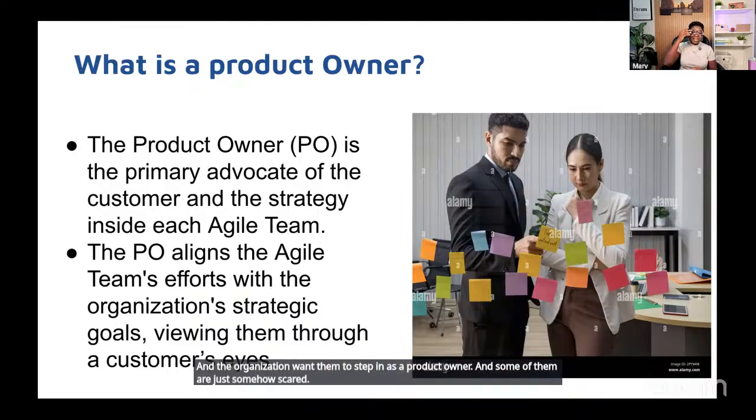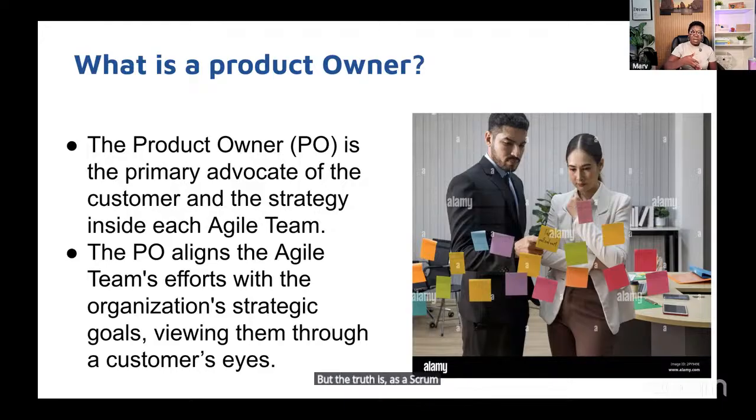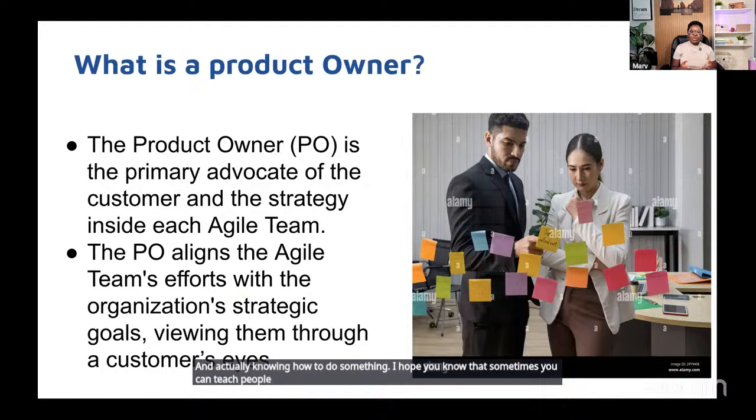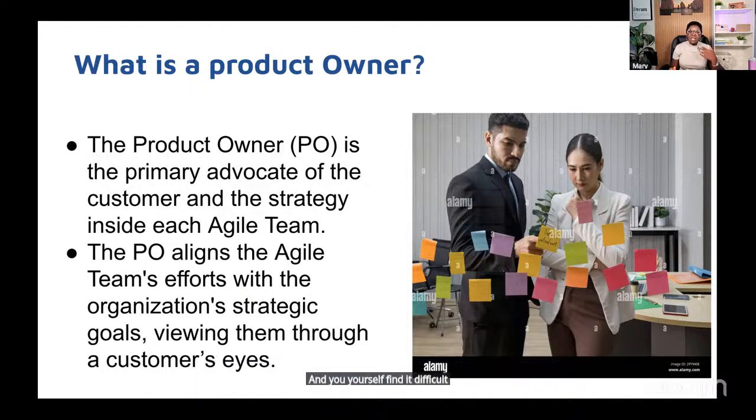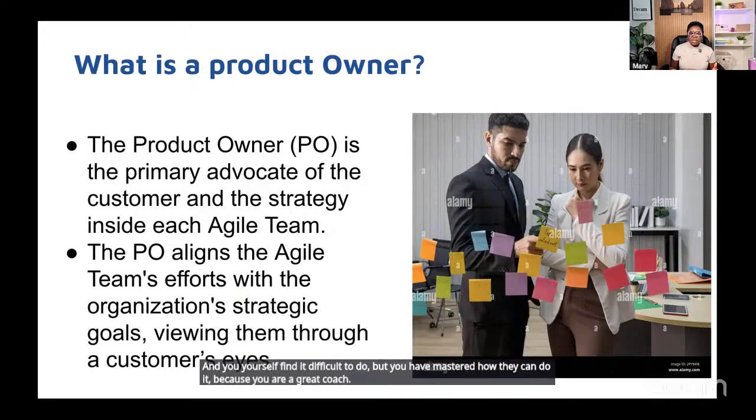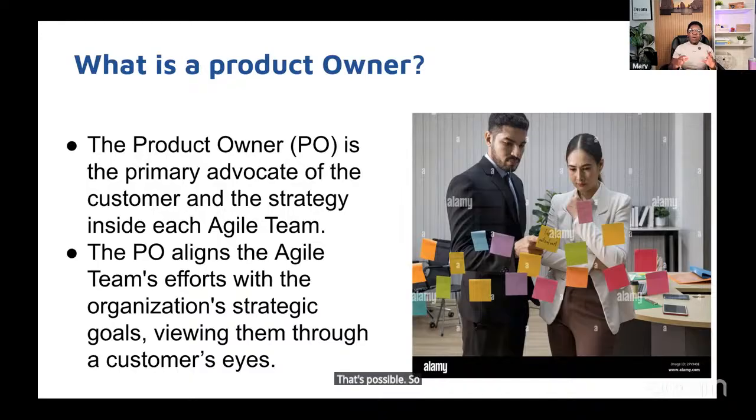But the truth is, as a Scrum Master, you are a coach to a product owner. But there's a difference between coaching something and actually knowing how to do something. I hope you know that. Sometimes you can teach people to do certain things and you yourself find it difficult to do, but you have mastered how they can do it because you are a great coach. That's possible. So this is why you have this option of 2-in-1.